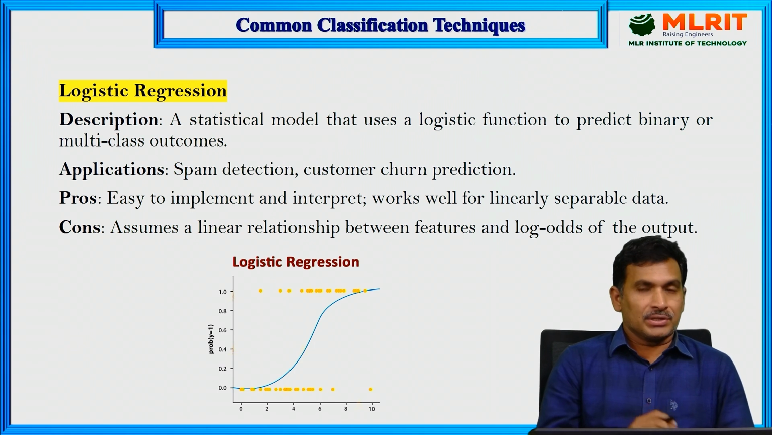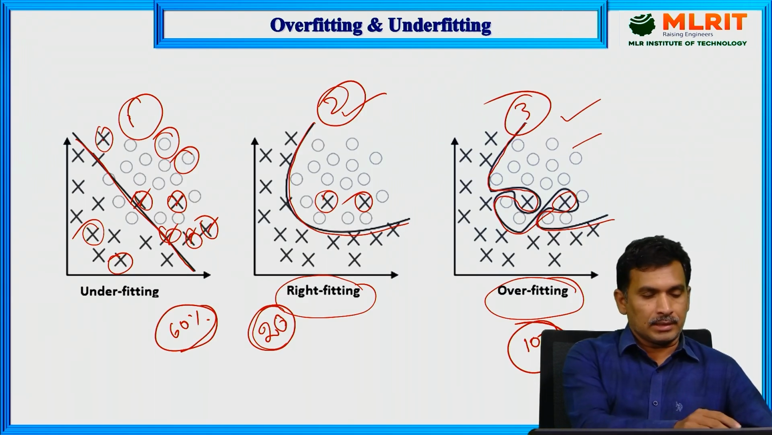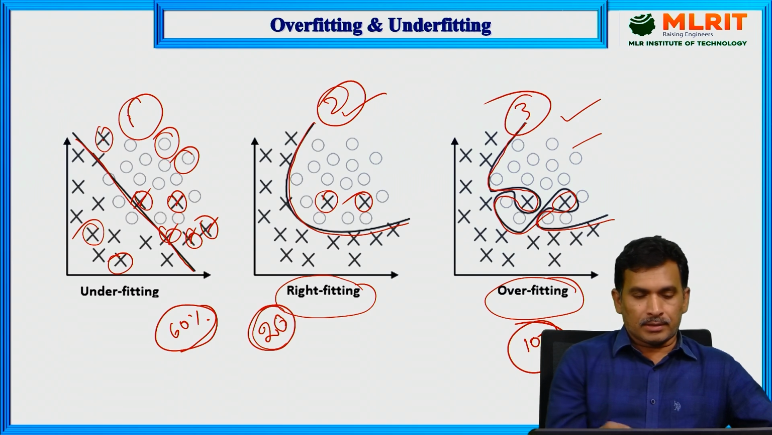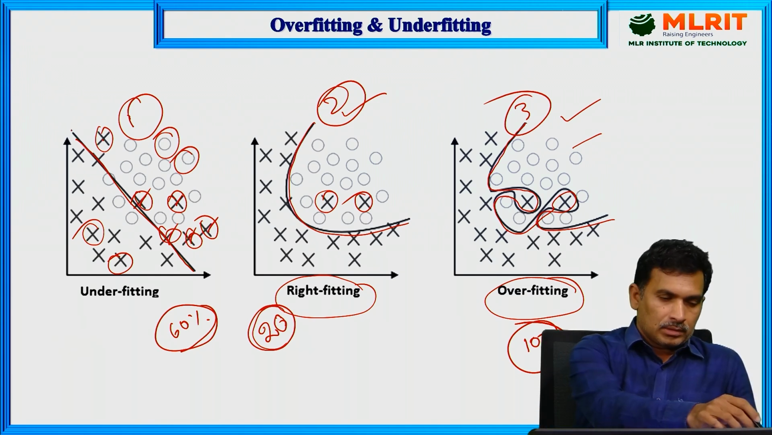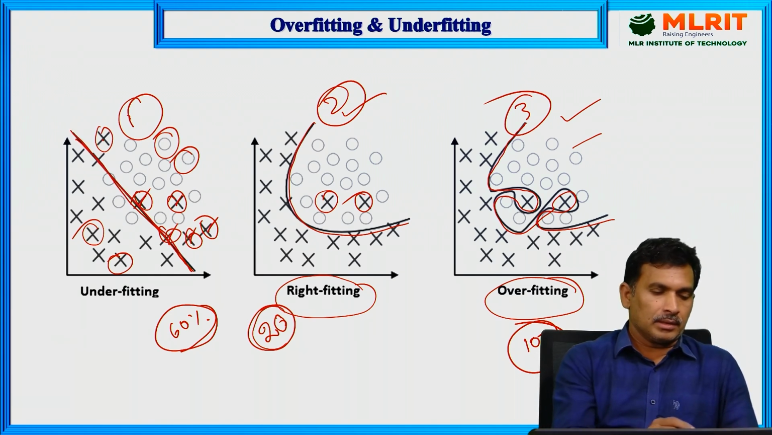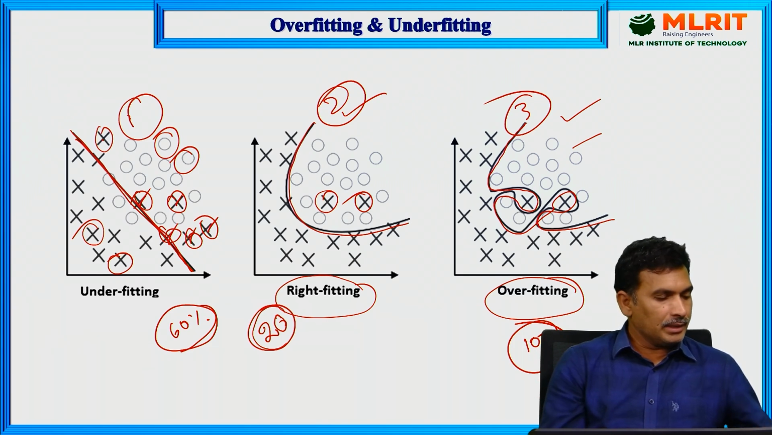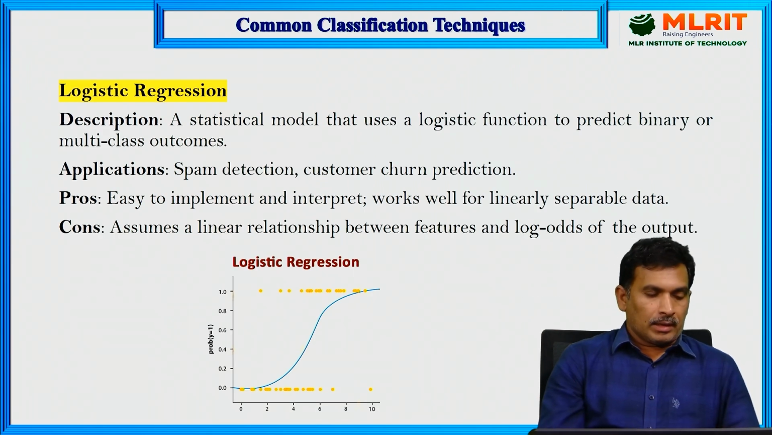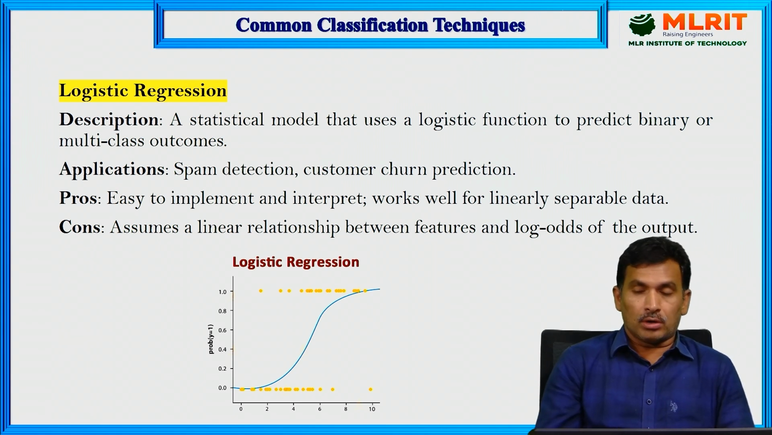Logistic regression is very easy to implement and interpret. It works well for linearly separable data. If you go back to the previous example, this is linearly separable data, whereas in the non-linear case we cannot separate it like this. If you separate this data linearly, there will be many misclassifications, so this cannot be separated linearly. The disadvantage is that it assumes a linear relationship between the features and the log odds of the input.